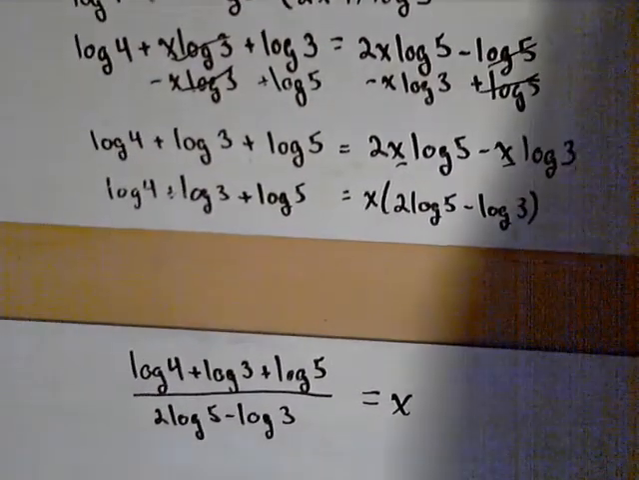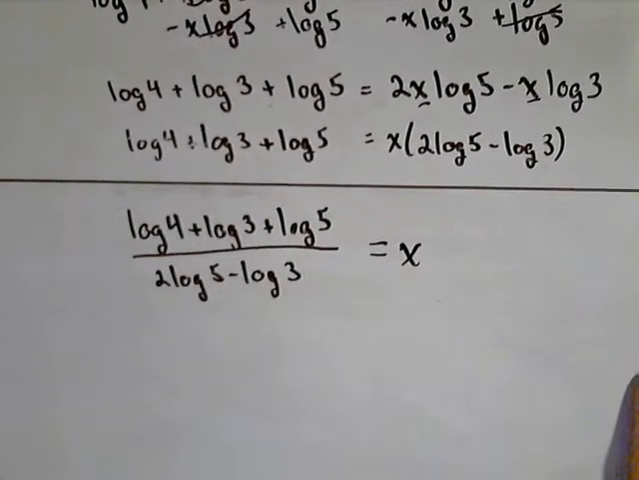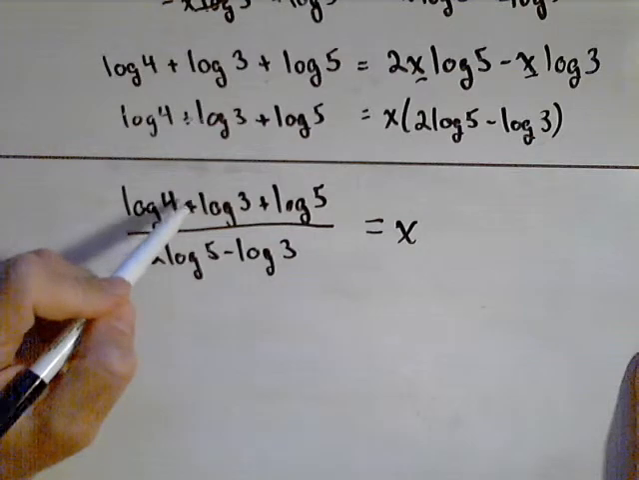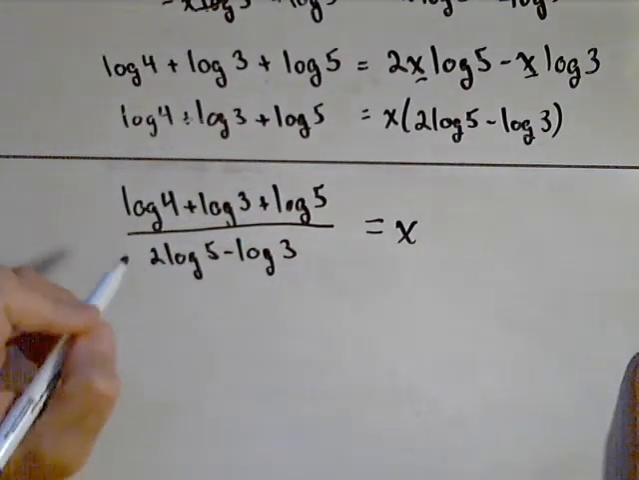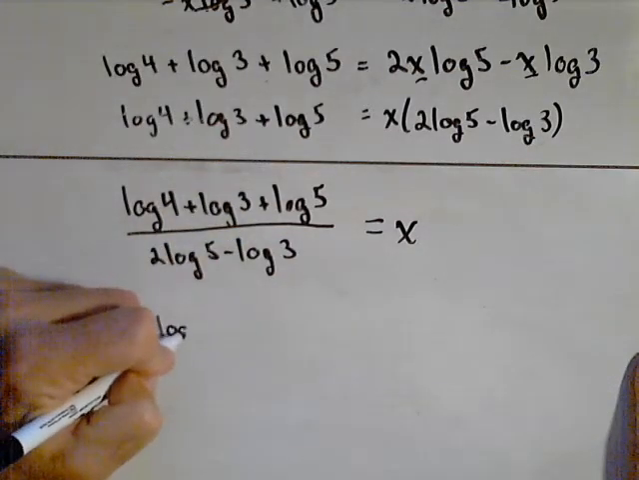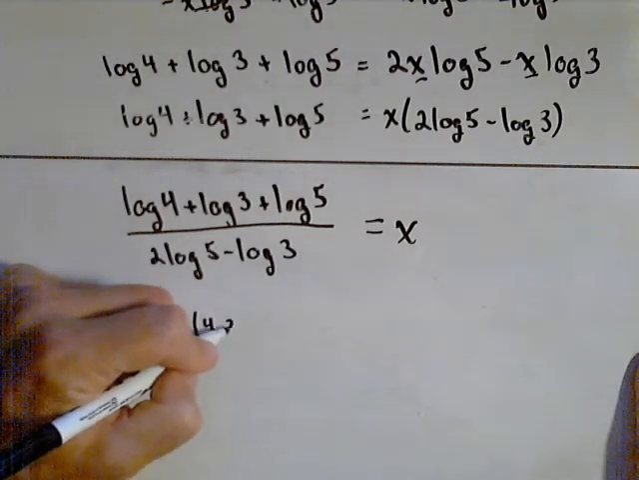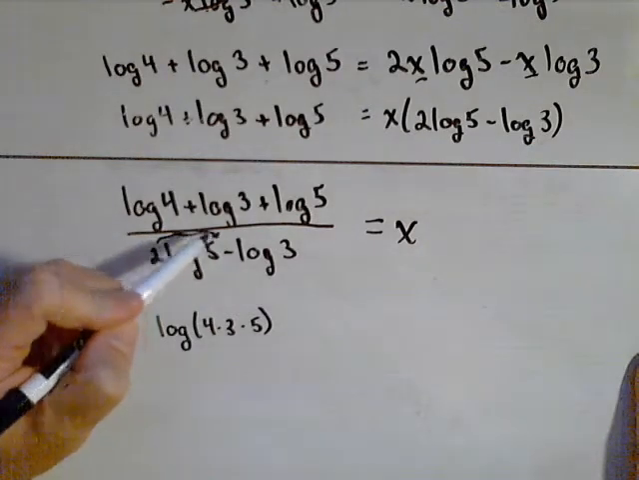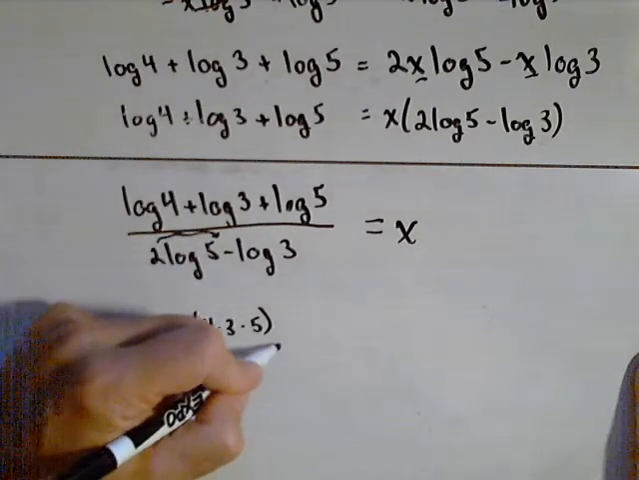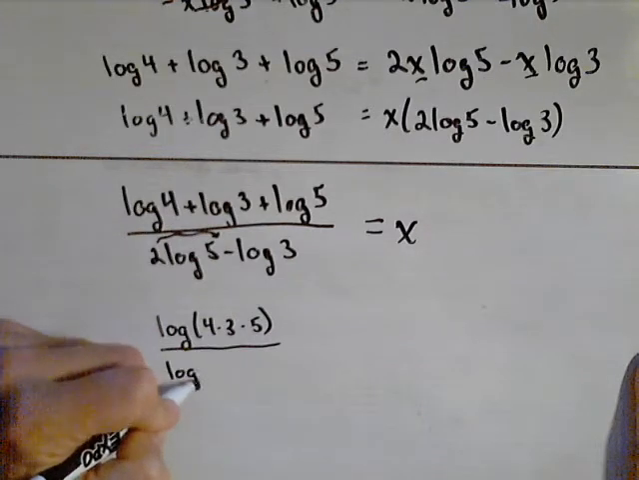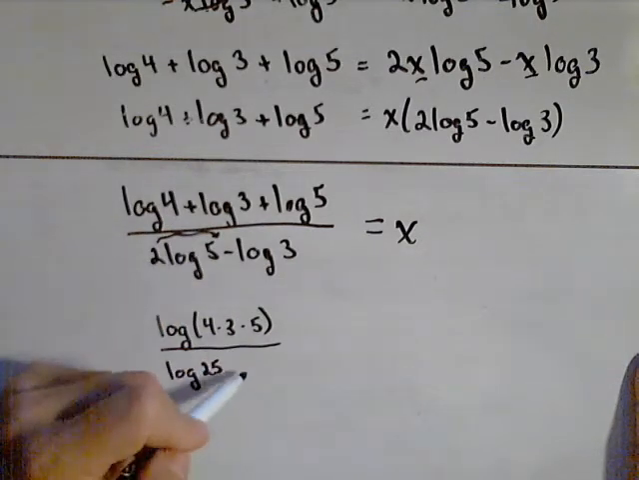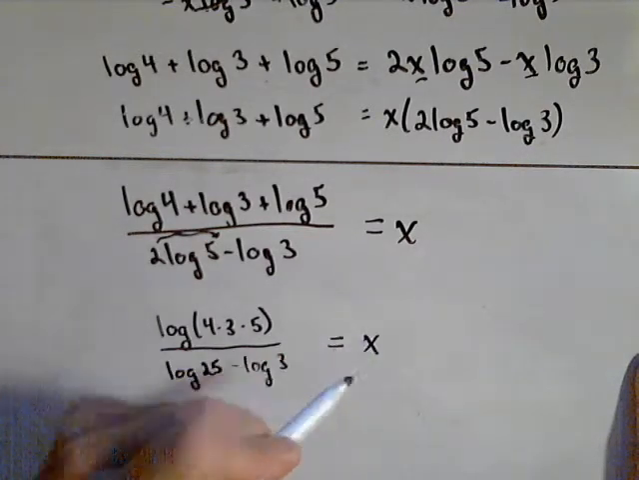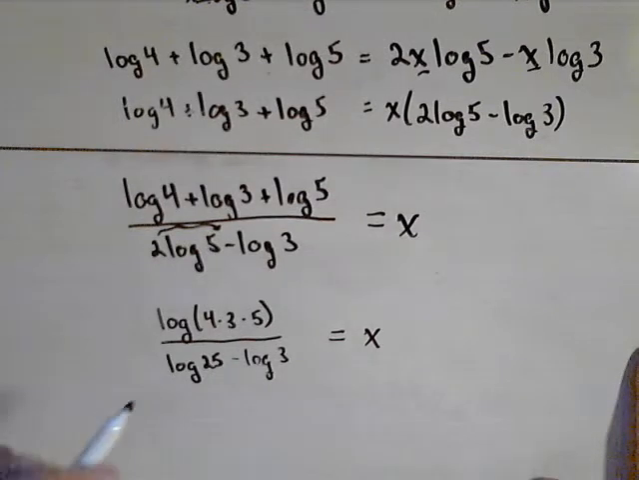Now, there's a couple other forms that we can actually put this answer in, so let me give myself a little bit more room. And that's using properties of logs. On top, notice I have logs that are being added. That means I could rewrite them as a product. So I could rewrite it as log of 4 times 3 times 5. And then on the bottom, I can put this back in the exponent. So that would be log of 25, because I got 5 squared, minus log of 3 equals our x.